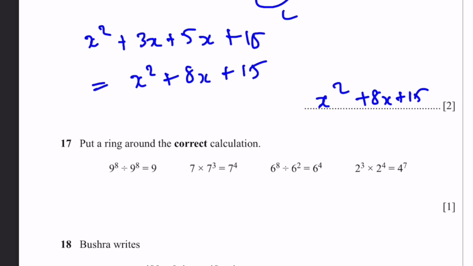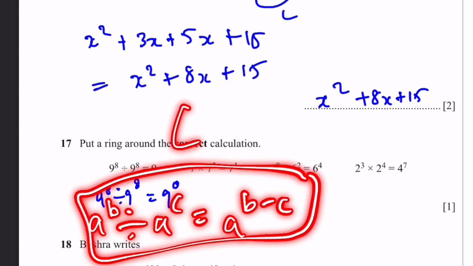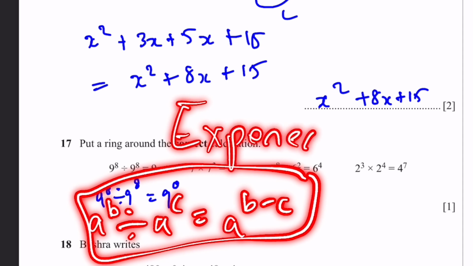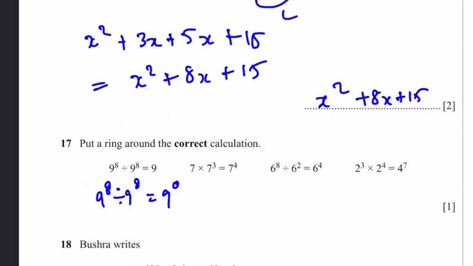Question 17. Put a ring around the correct calculation. 9 to the power 8 divided by 9 to the power 8 equals 9. So 9 to the power of 8 divided by 9 to the power of 8 is equal to 9 to the power of 0. Why? So a to the power of b divided by a to the power of c is equal to a to the power of b minus c. This is an exponent rule and can be seen in one of my videos which I've already done, named Exponent Rules. So check out that video, link in the description if you want to see it. Anyway, 9 to the power of 0, as we already know, is 1, and therefore this is wrong.